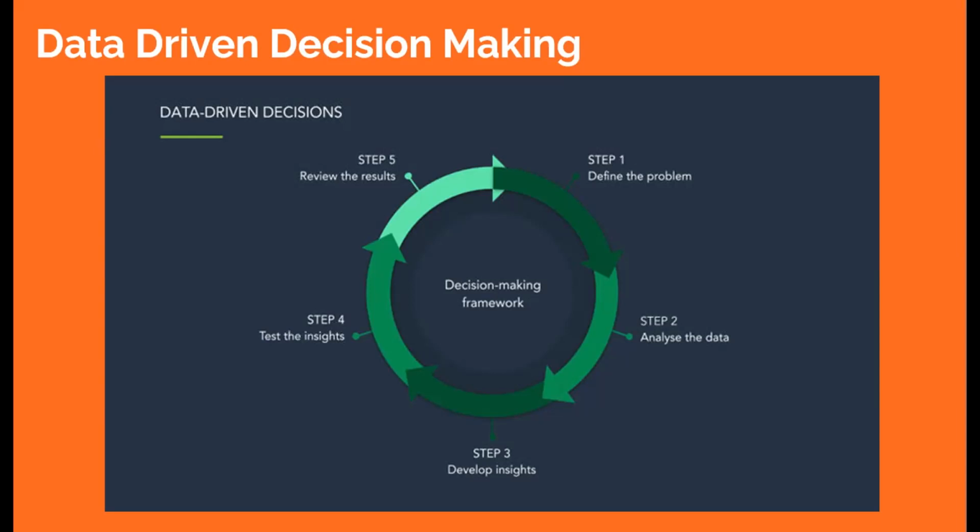All of you can see the screen. There are 5 steps mentioned in that diagram which we have. It's like a wheel shaped diagram with arrows. So I would request 5 different people to read out the 5 steps for me one by one, please. Define the problem. Analyze the data. Develop insights. Test the insights. Review the results. Thank you for reading it out.